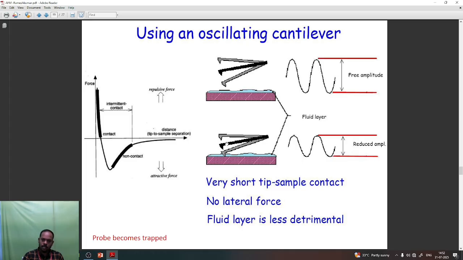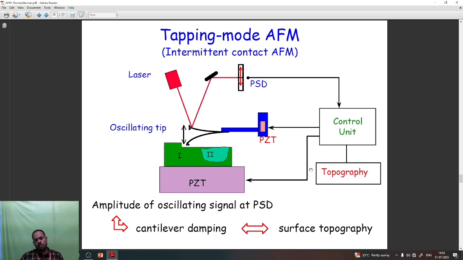The cantilever touches the sample surface through the fluid layer. Even though the fluid layer is present, this will show the original surface of the sample in the image. So this is a diagram for tapping mode, an intermittent contact.